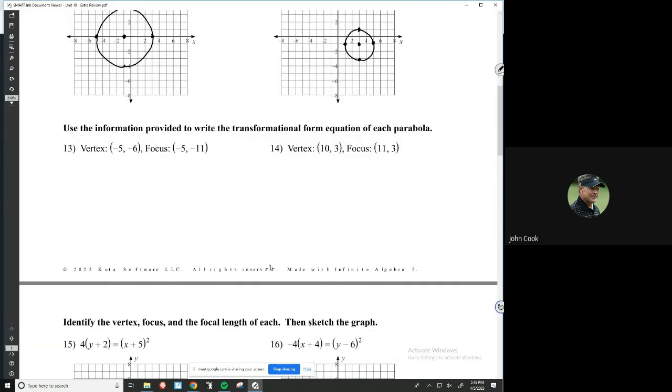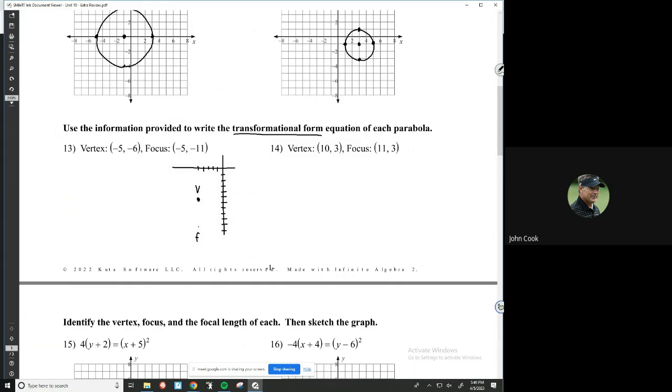Next up, use the information provided to write the transformational form equation of each parabola. What the transformational form? I guess that means the standard form. Yeah, I'm sure that's what they probably mean. Okay, so let's see. If I graph this out, -5, -11 will be in the third quadrant. So -5, 1, 2, 3, 4, 5. Then down 6, 1, 2, 3, 4, 5, 6. There's the vertex. And if I go down 5 more, 6, 7, 8, 9, 10, 11, that's the location of the focus.